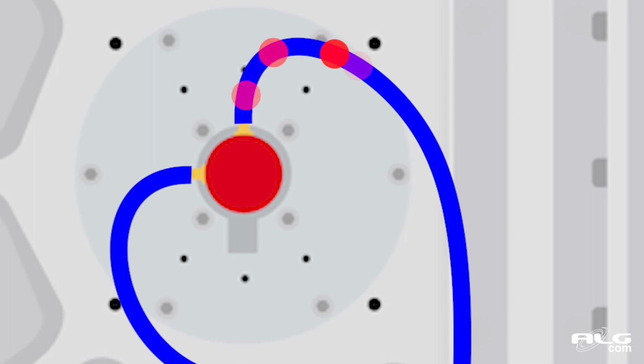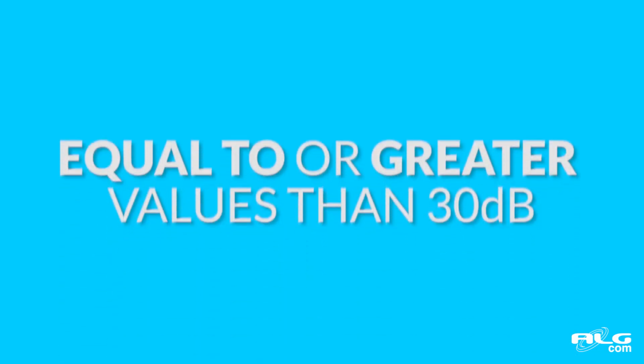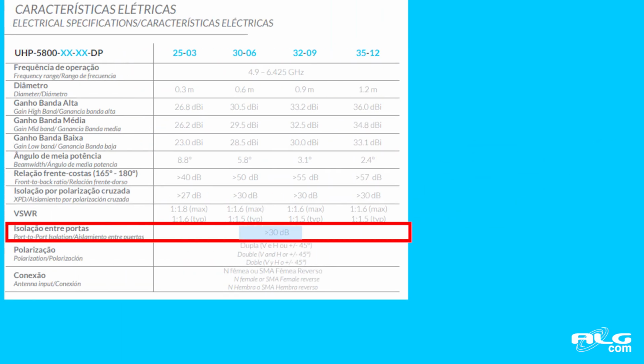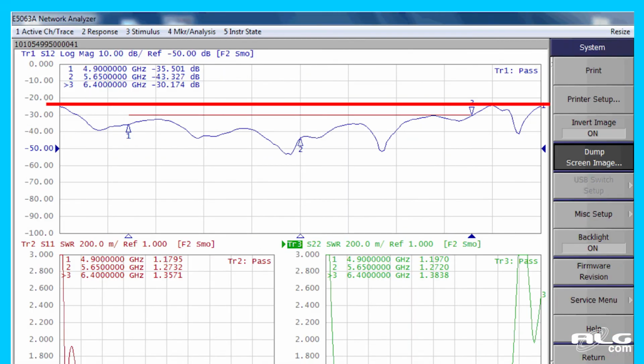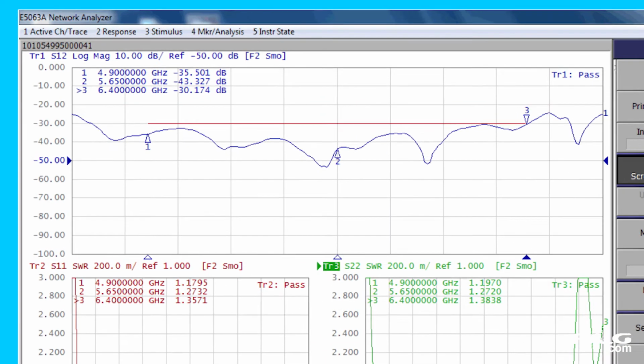We seek to ensure that these values are equal to or greater than 30 dB, and we can check in the datasheet the same information. In the red line of the graph, we observe the limit set by ALDCOM, and we can note that the values are excellent.